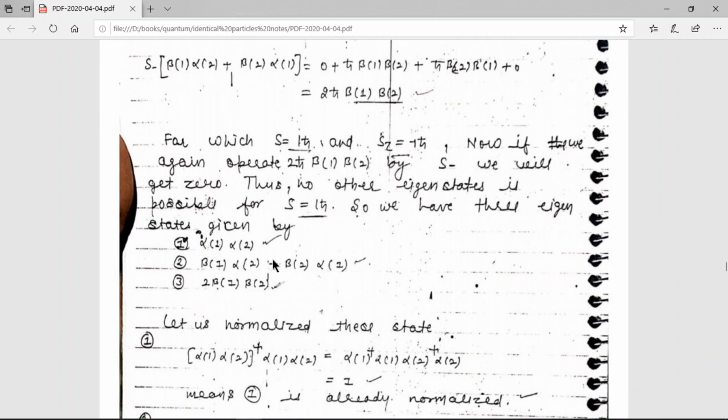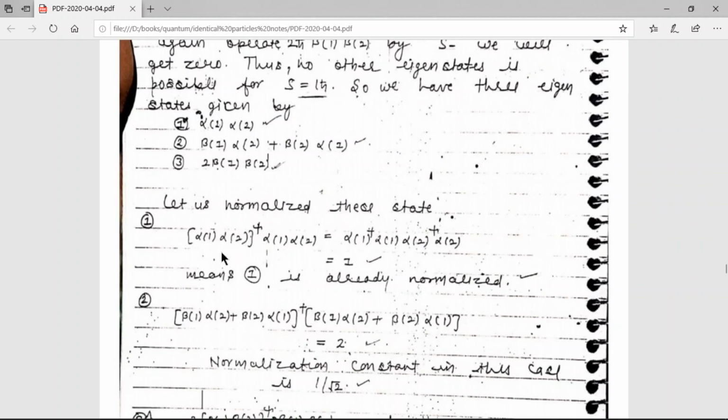Now applying the lowering operator on the combined state of first particle and second particle, or electrons 1 and 2, we will get three states: alpha 1 alpha 2, second is beta 1 alpha 2 plus beta 2 alpha 1, and third is twice beta 1 beta 2. Now these are unnormalized states. Now we will find the normalized states of these three states. Firstly, normalize the first state: a star a, it means a dagger a is equal to 1, and solving it we get 1. It means this state is already normalized.